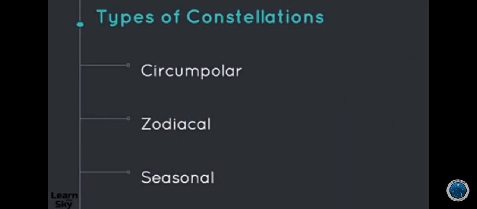There are three types of constellations that exist. We have circumpolar constellations, zodiacal constellations, and seasonal ones. So let's go through what each one of these means.